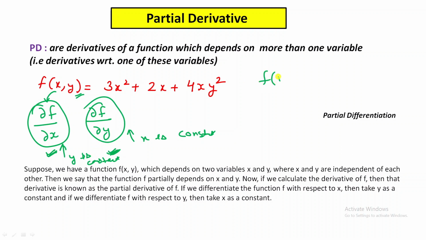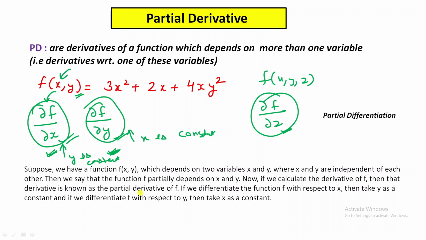Again, there can be a function f of x, y, z, dependent on three variables. Then I also have to find another partial derivative, del f upon del z. So this is another partial derivative. Basically, these partial derivatives are for functions dependent on more than one variable: x, y, z. In the previous slide we saw that our function was dependent on only one variable. Then whatever derivatives we find will be called ordinary derivatives.